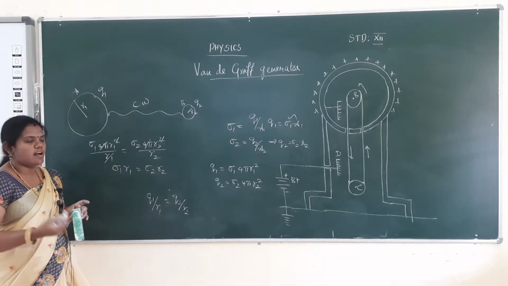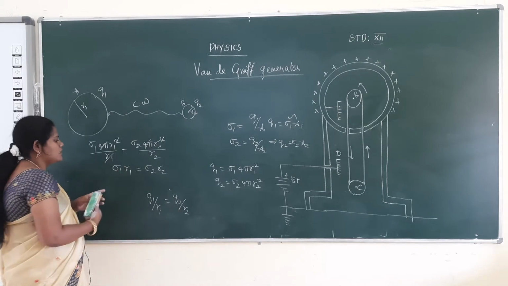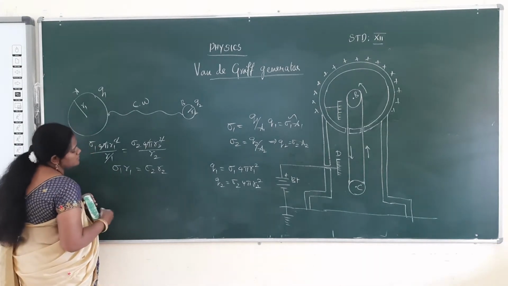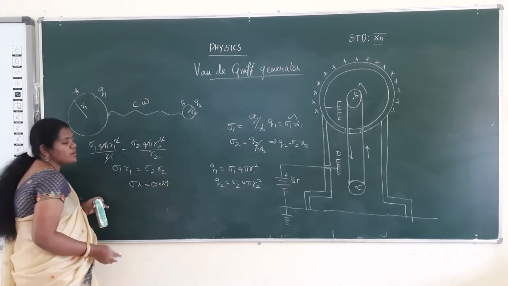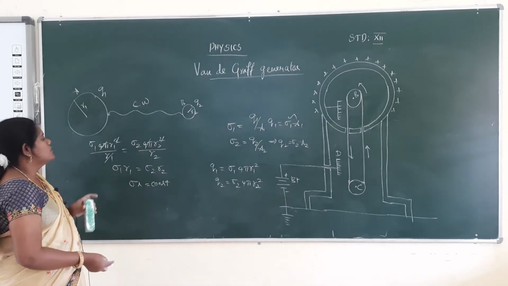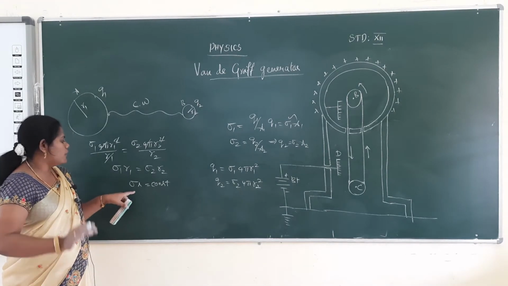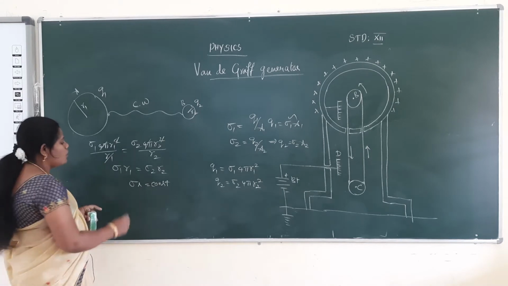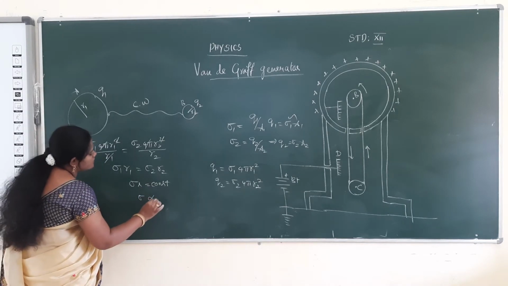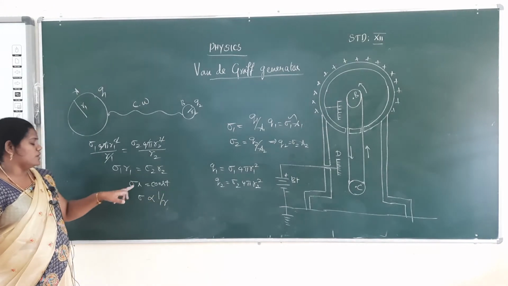On both sides, sigma R is the product of surface charge density and the radius. So sigma R is a constant. Sigma R is equal to constant. This is the formula for distribution of charges in the conductor. How will the charges be distributed in all the conductors? With one condition, that sigma R is equal to constant.